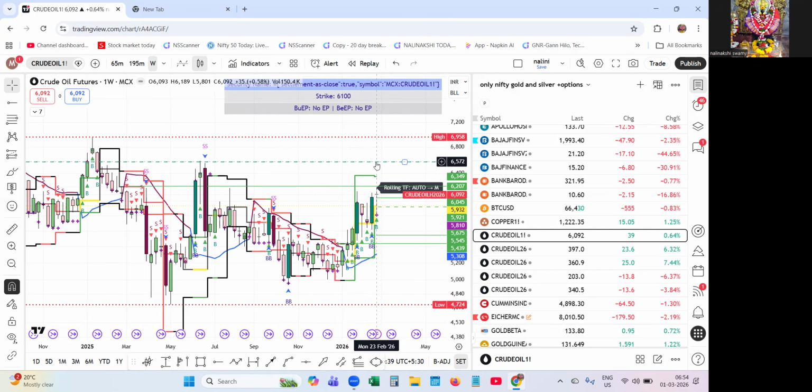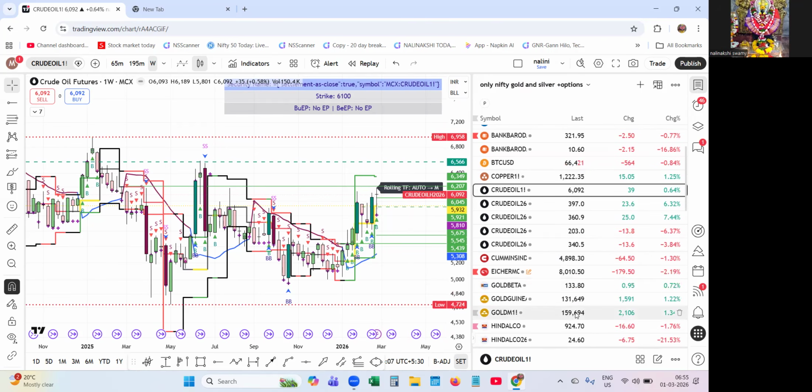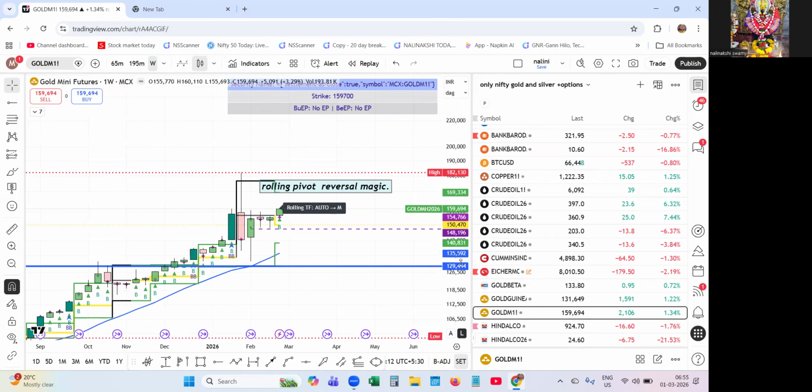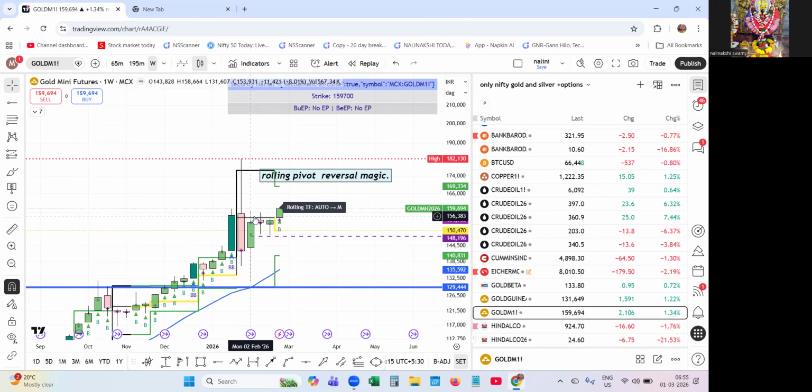So, friends, what happens to the gold? Gold thrives on uncertainty. Dollar stabilizes, yields cool, and war escalates. Gold can continue upside. Structurally, let me go to the gold mini futures. You can see structurally, I am on the weekly chart. See the price action over here. It is trading above the pivot.